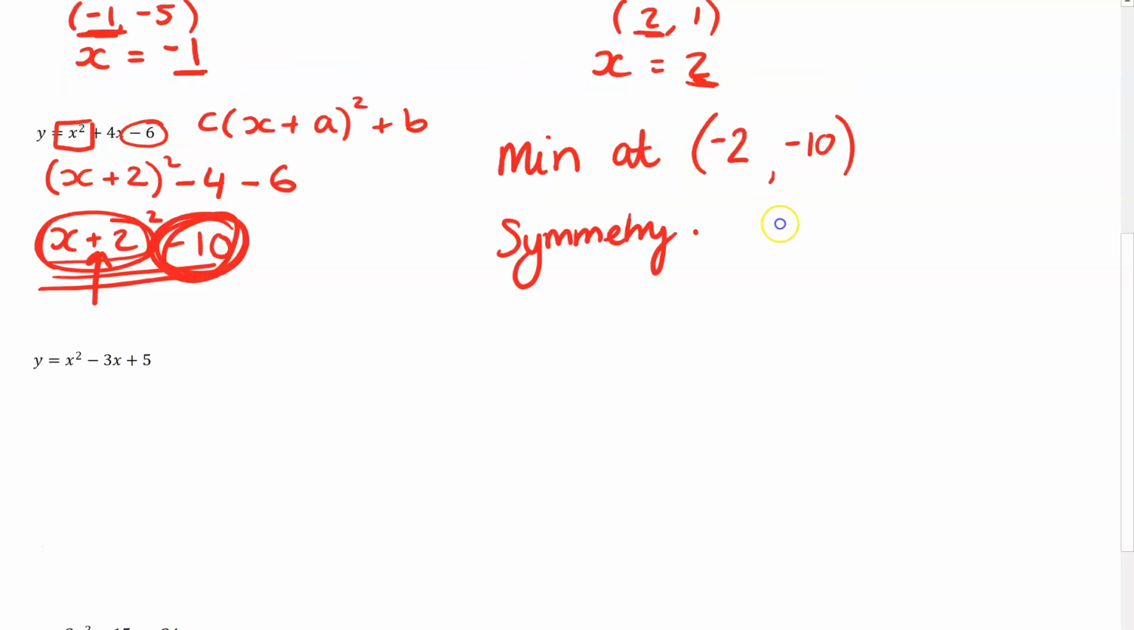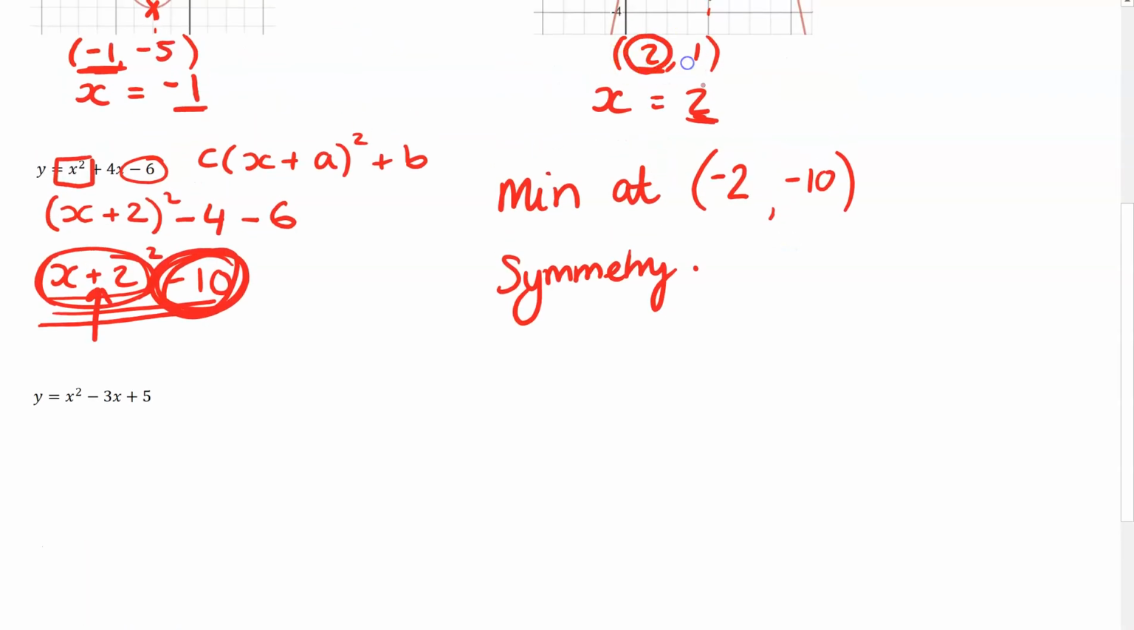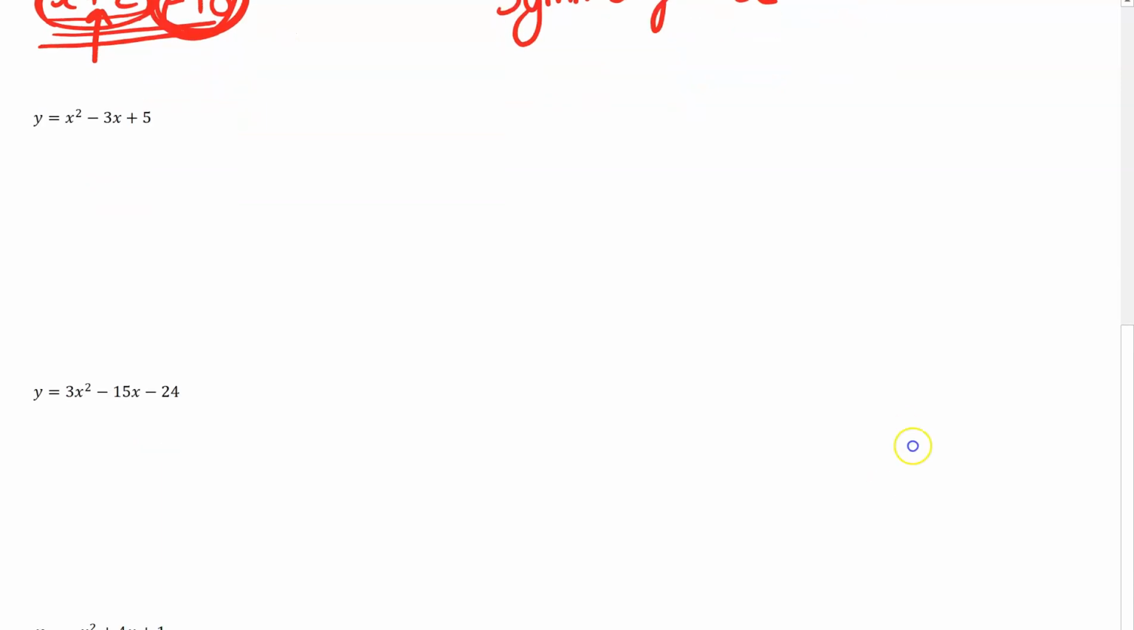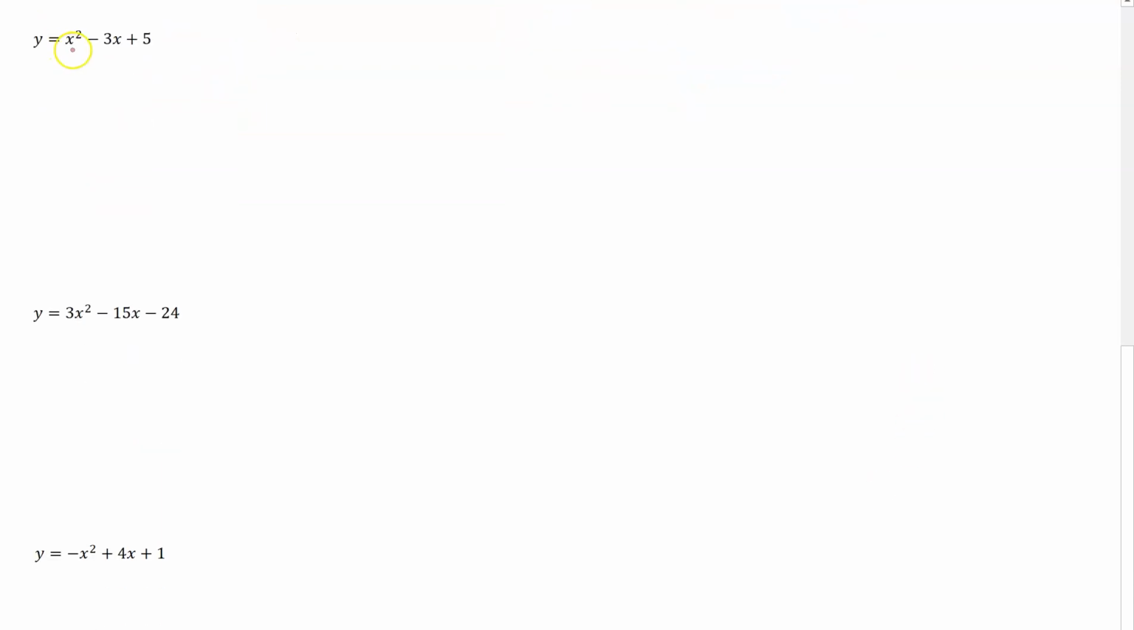The line of symmetry, as I said before: if your x-coordinate is 2, your symmetry line is 2. This one is a symmetry line of -2 because this is -2. It's as easy as that. So as long as you can complete the square, that's the hard bit, frankly. So let's go on and complete the square.